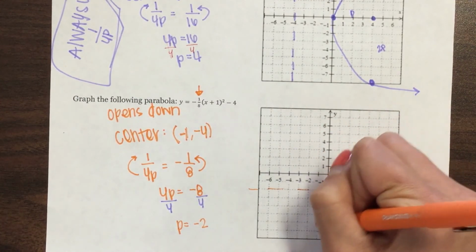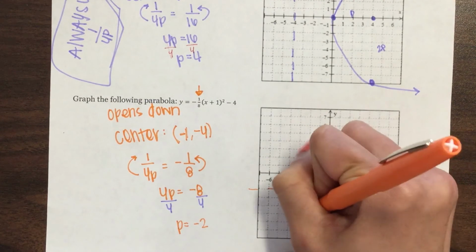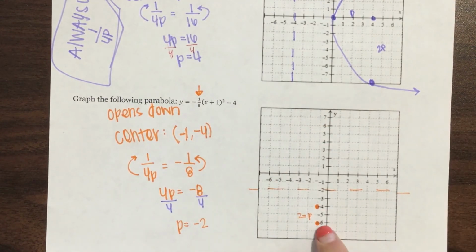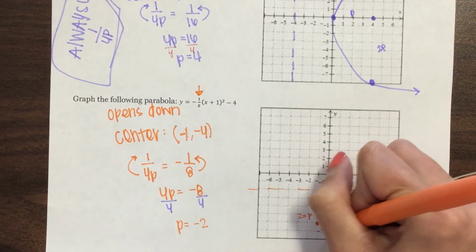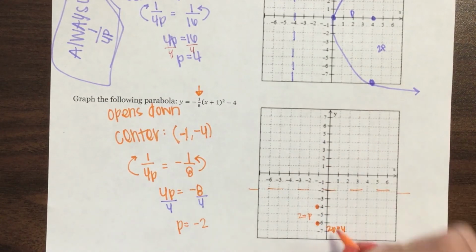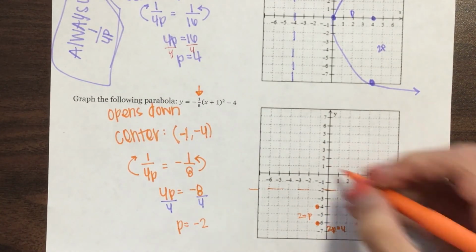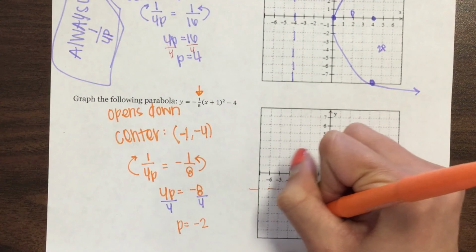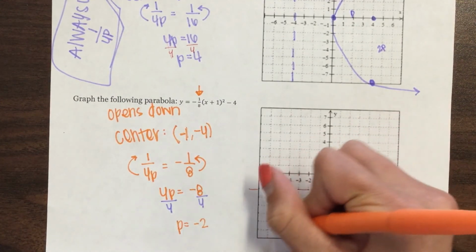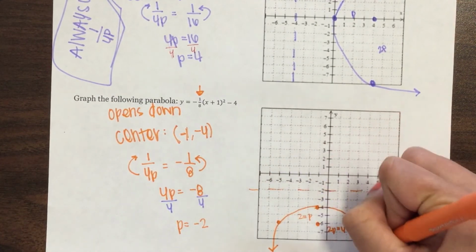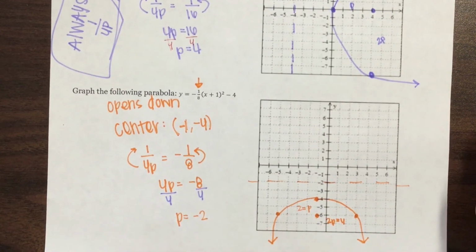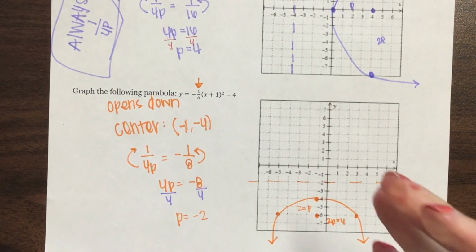Remember, this distance is 2. So p, I'm just going to put p equals 2, which means I'm going to go out double that. So I'm going to go out 2p, which is 4 in this case. So 1, 2, 3, 4. And then you just graph this. And you're done.